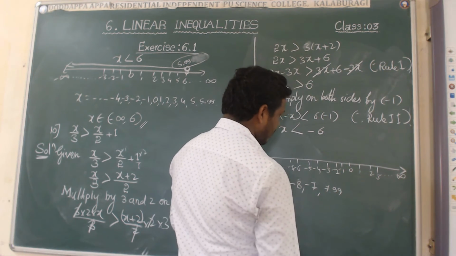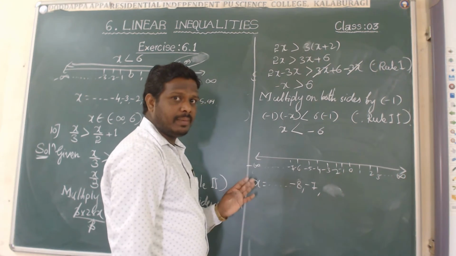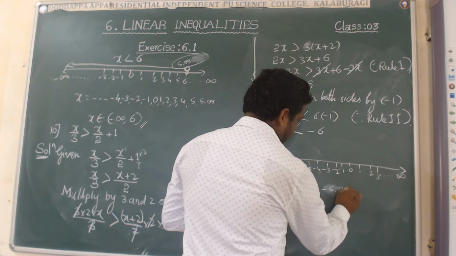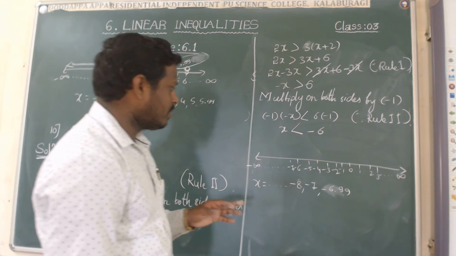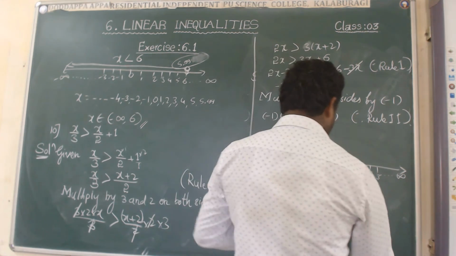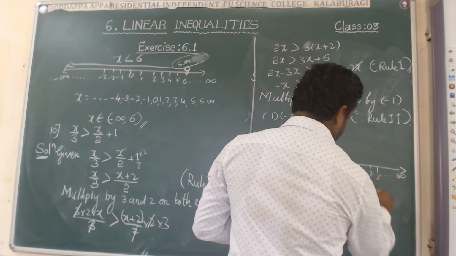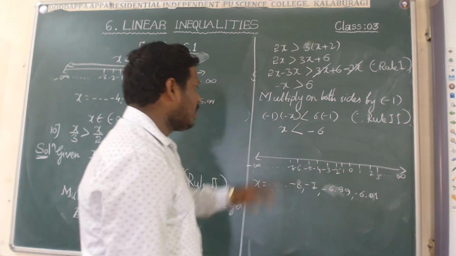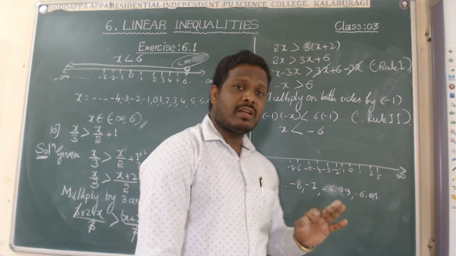Minus 7.99 or minus 6.99 also we can take. Getting my point? Up to minus 6.11 also, or 6.01 also, we can take as values of x. So in real numbers the decimal numbers will also be coming.